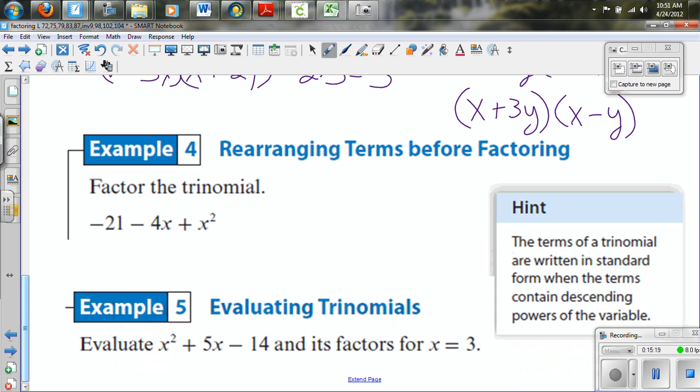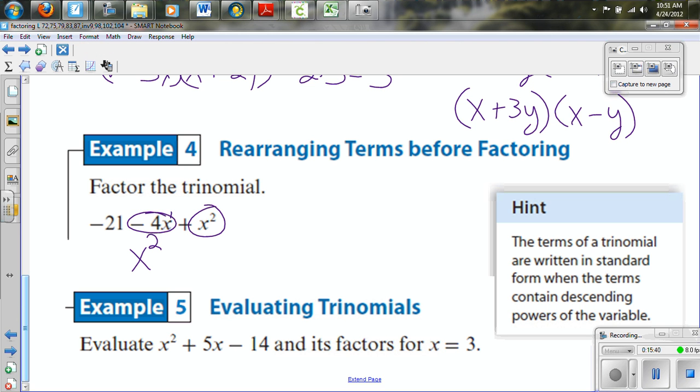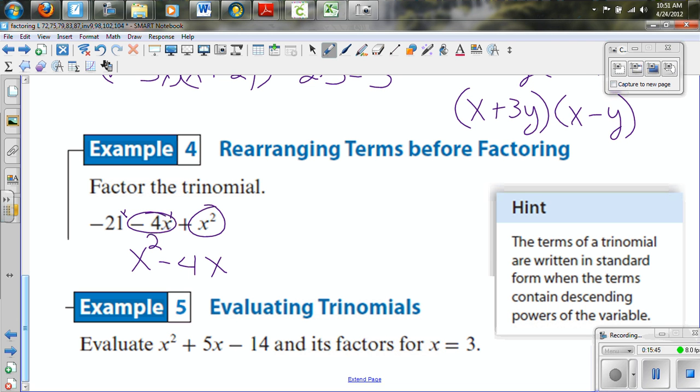Example 4 is rearranging before factoring. You cannot factor unless things are in the proper order, and proper order is descending order according to the variables. So we need to have anything that has a bigger power all the way to the left. x squared is the biggest power here, so we're going to write this as x squared. And then here's the one with the first power, negative 4x. And then really this has x to the 0 power, so it's just minus 21. Now it's in the proper order and we can factor it.